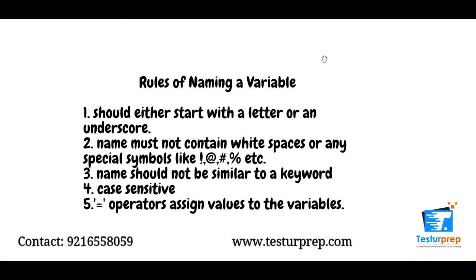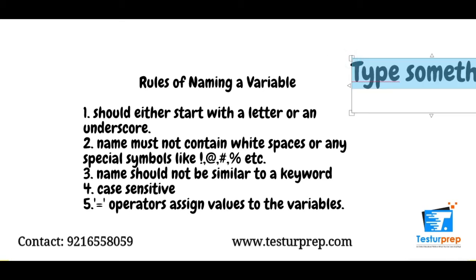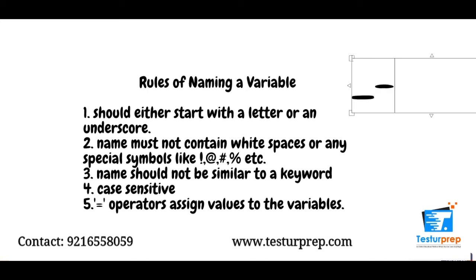Now we shall see the rules of naming a variable. So the first rule is that the name should either start with a letter or an underscore sign. The underscore sign is this, not the dash but underscore. Then the name must not contain white spaces. That is, if I write full name for Hero John, I cannot use the space, that is the white space, or any of the special symbols that I've mentioned here. They cannot be used in the name.